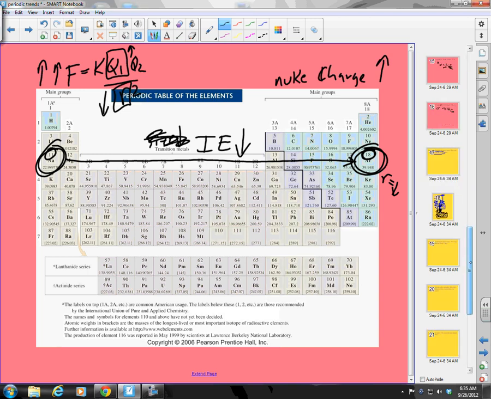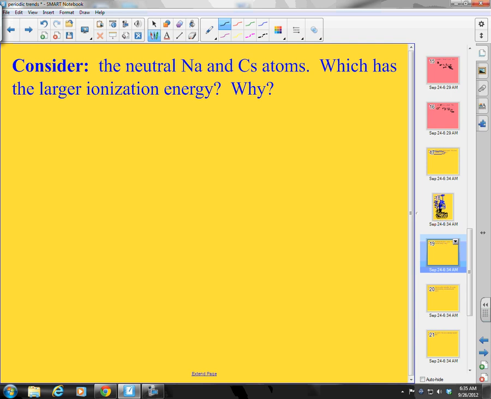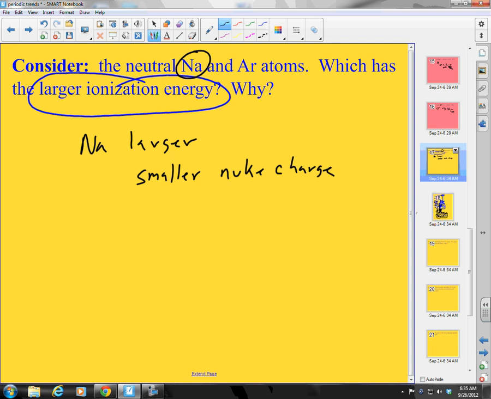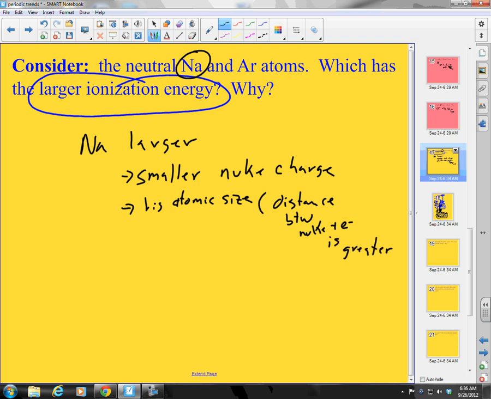Woohoo! Got it. Okay. So, which one's larger? Well, we said as we go from left to right, it decreases. So that means sodium is larger. Why? It has a smaller nuclear charge, smaller effective nuclear charge, we'll learn later. And it is also a bigger atom, bigger atomic size, which means that the distance between the nucleus and the electron is greater. Both of those result in a larger.